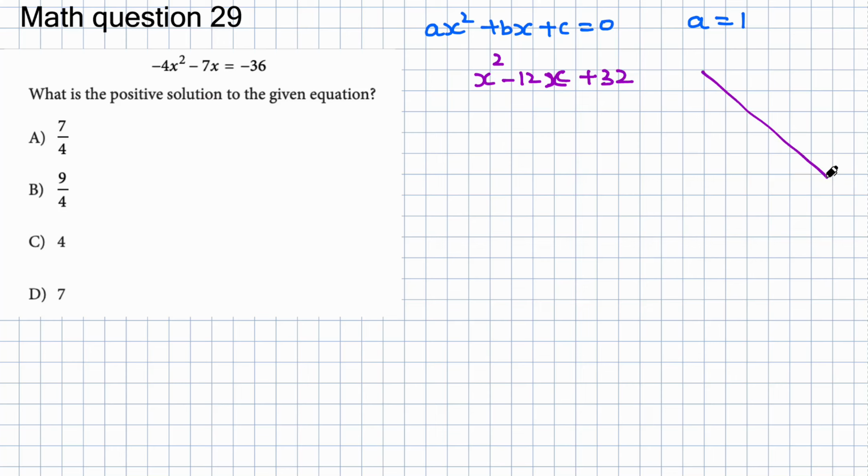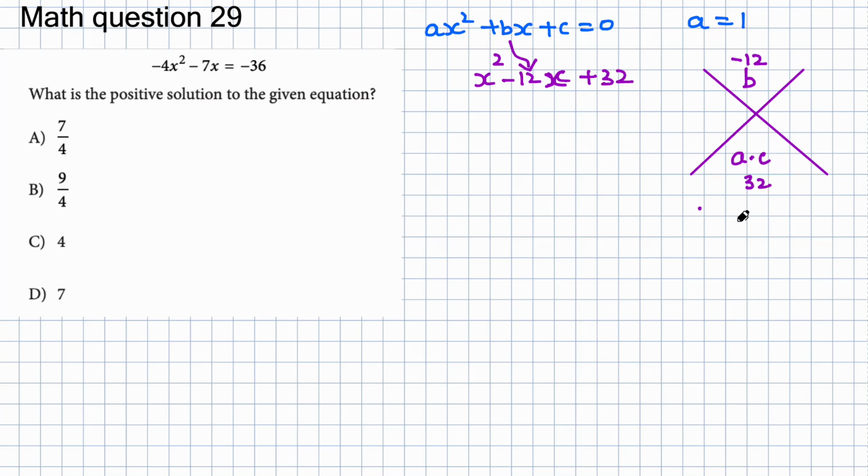What is that AC method? Whatever is the value of b, we write here. Here b is negative 12. And whatever is the value of the multiplication of a times c, that is written here. So a is 1 and c is 32. So b is negative 12 and ac is 32. Once that is done, we try to find two numbers where the sum of the numbers is negative 12 and the product is 32.